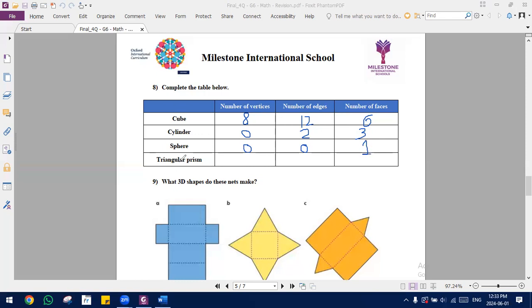Triangular prism, this shape, it has 6 vertices, 9 edges, and finally how many faces? 3 rectangles too, so it's 5.